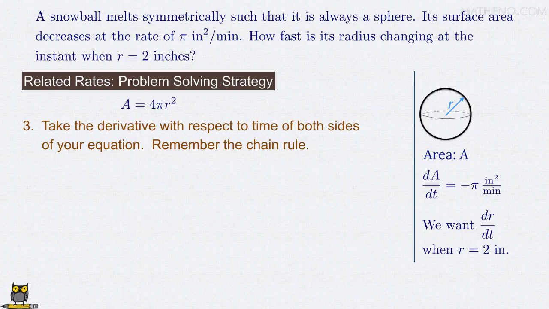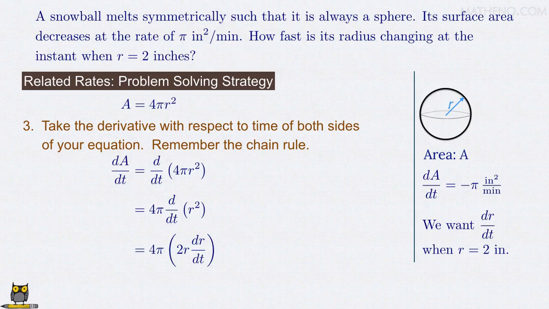The derivative of the left-hand side of the equation gives us d dt of the sphere's area A. And that equals the derivative of the right side of the equation, d dt of 4 pi r squared. Now the left-hand side, the derivative with respect to time t of the surface area A, is the rate dA dt. And we know its value, negative pi inches squared per minute, and we'll make that substitution very soon. On the right side of the equation, we can pull 4 pi out since that's a constant. And we're left with the derivative d dt of r squared. And that derivative is 2r dr dt.